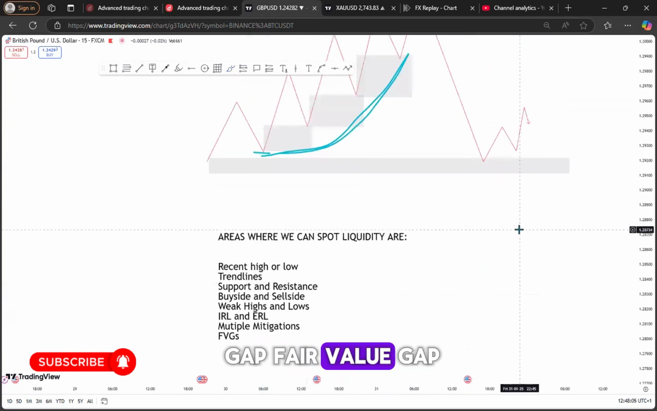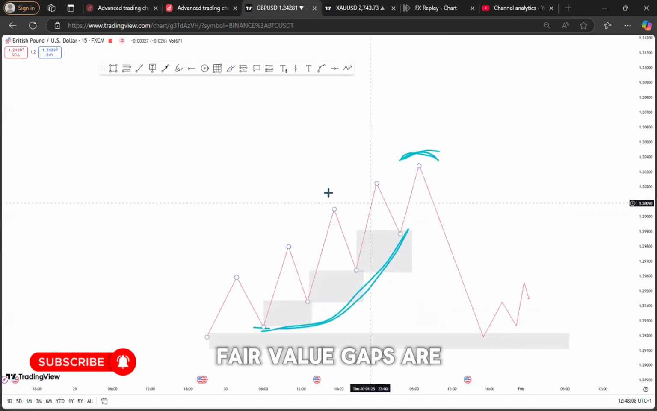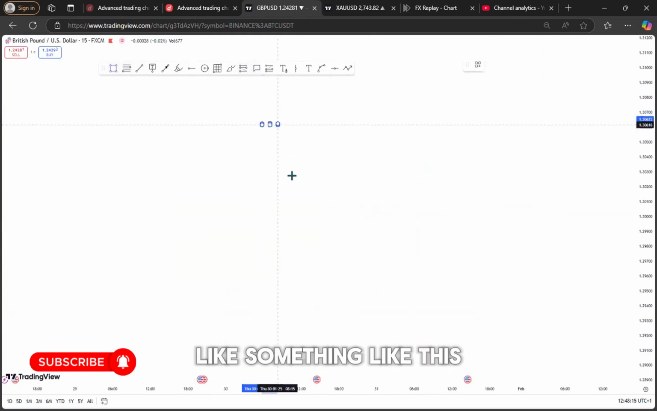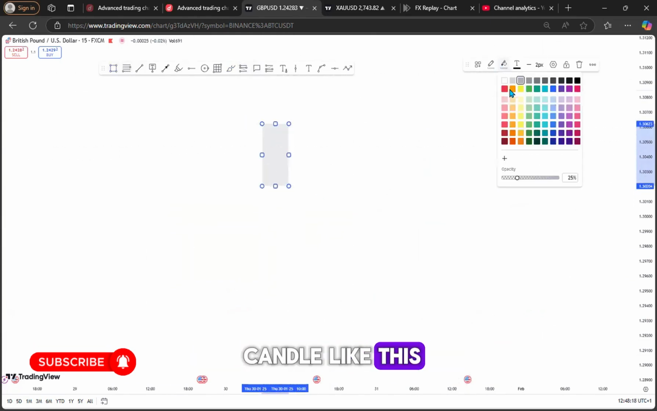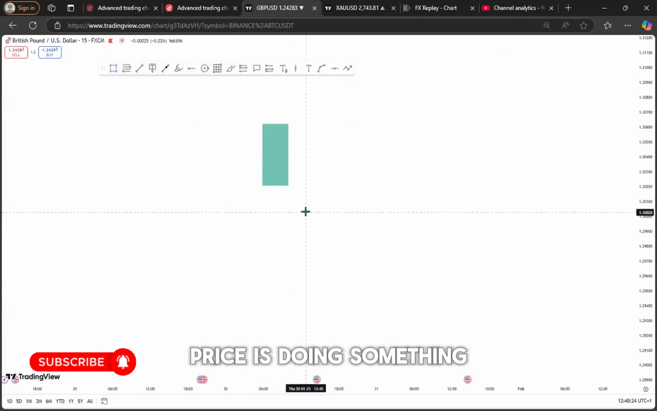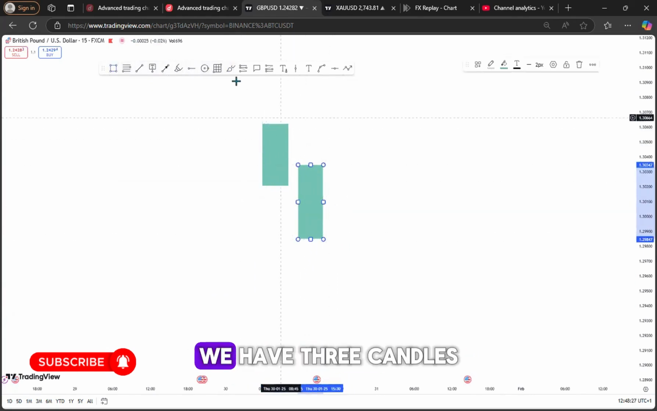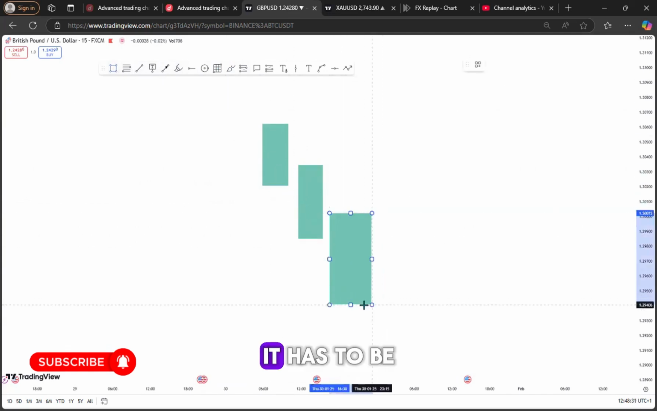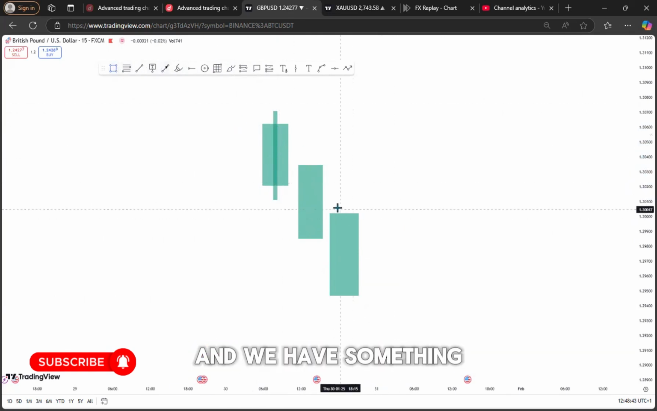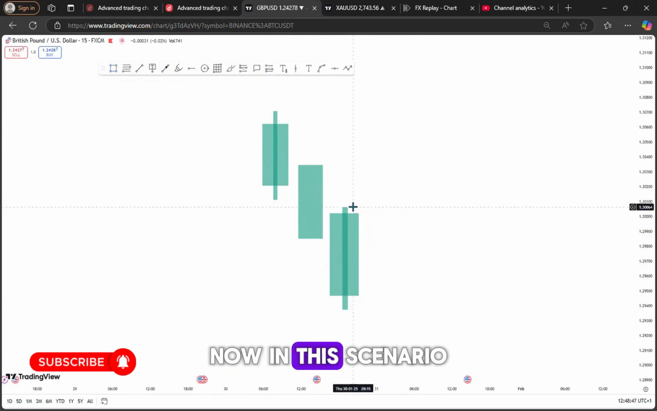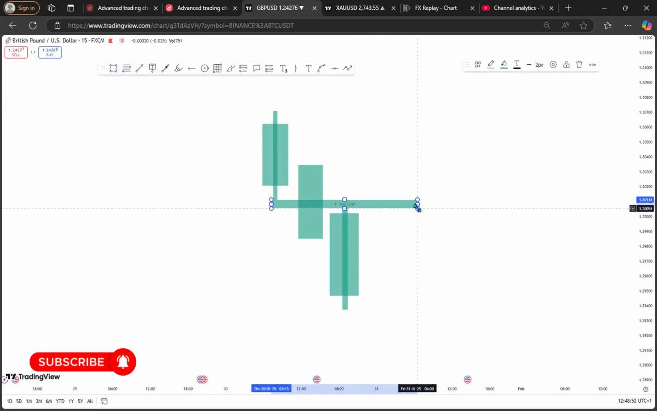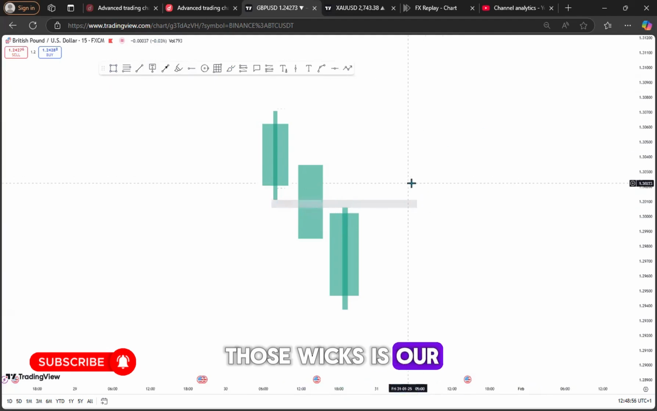Now, fair value gap is simple, it's common. Fair value gaps are those gaps in between candles, something like this. If you have a green candle here like this, we have 3 candles. It has to be between 3 candles though. So we have something like this, and we have something like this. Now in this scenario, the gap in between the wicks of these candles is our fair value gap.